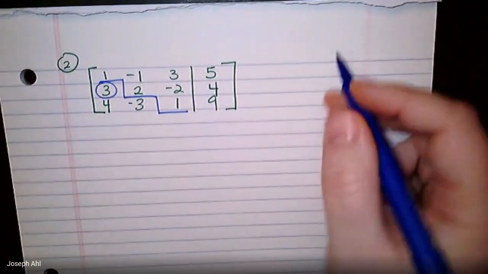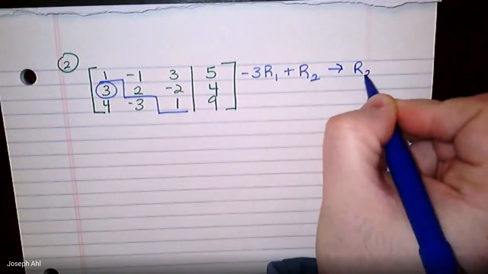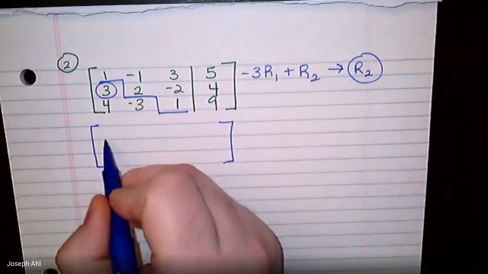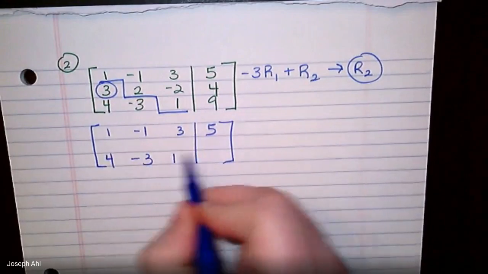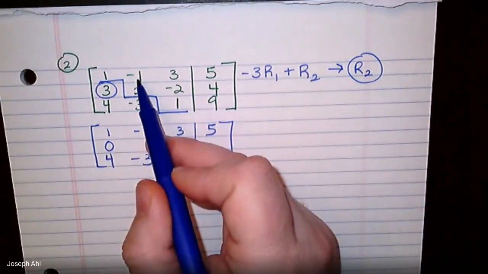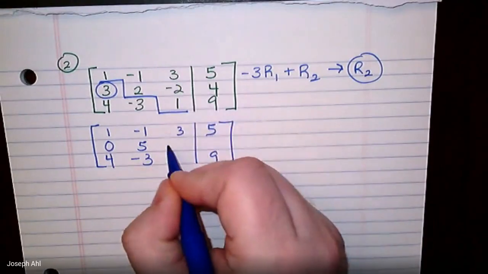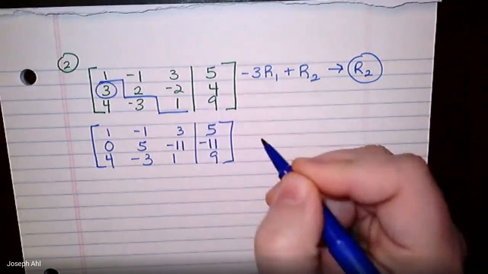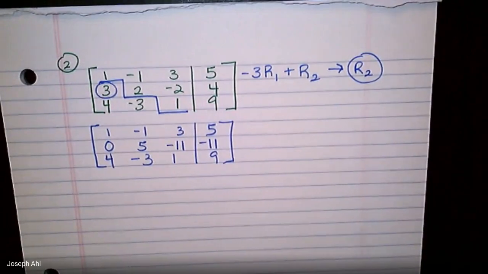Let's make that 3 into a 0. Next step, -3 row 1 plus row 2. And that becomes the new row 2. Now that you've seen one example, I might move a little bit faster through this one. All right, recopy row 1. I also know that row 3 is not going to change. So we get a 0 there. That's what I wanted. -3 times -1 is 3, plus 2 is 5. -3 times 3 is -9, plus -2 is -11. And then here you're going to get -15 plus 4, which is also -11. Okay, so we made a 0 in that spot successfully.